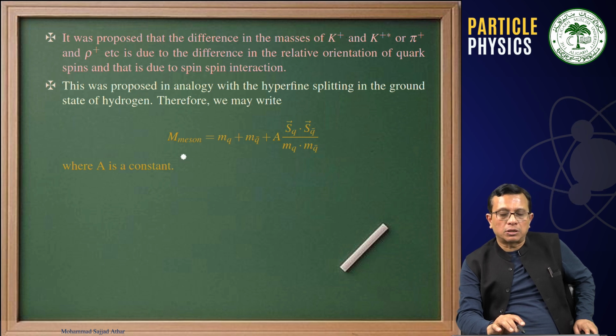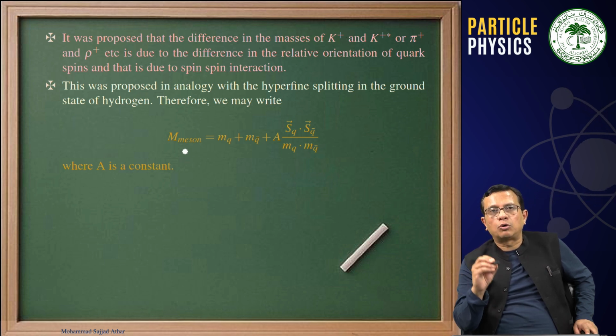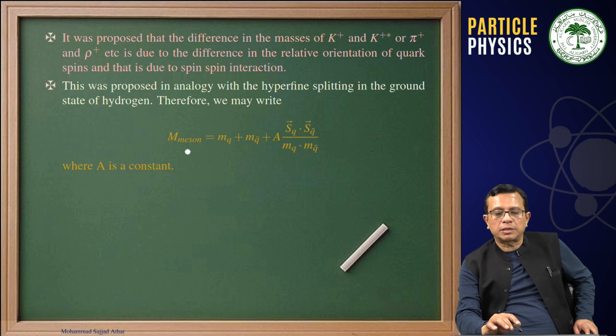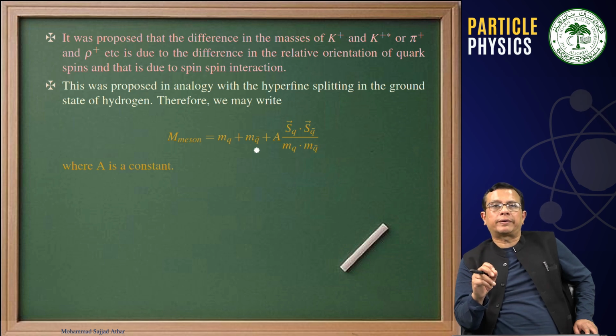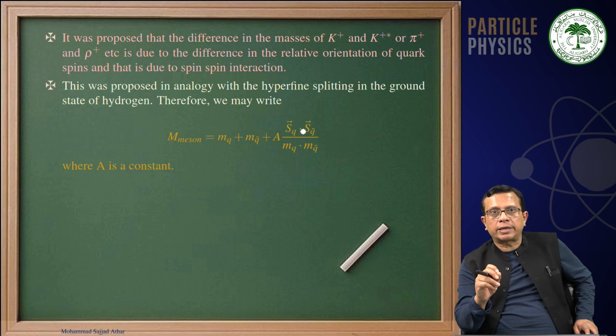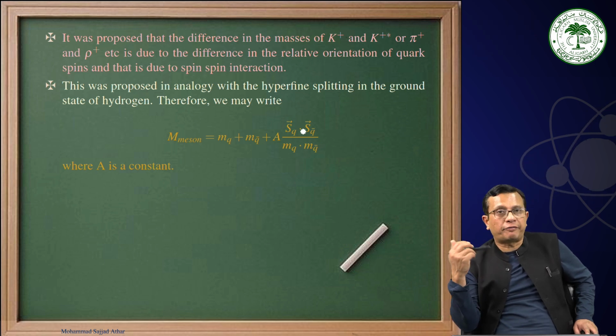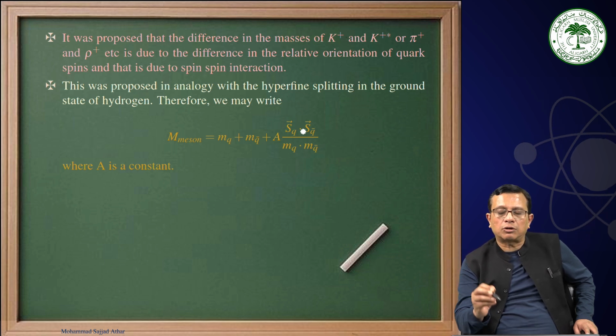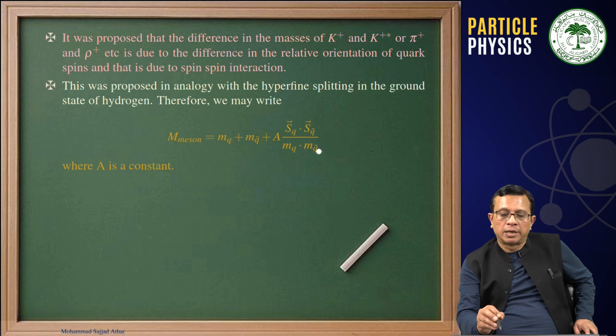If we talk about mesons, then we know that mesons are made up of a quark-antiquark pair. Therefore, the mass of the meson will be the mass of the quark plus the mass of the antiquark plus an additional term that is proportional to the quark spin-spin interaction, like we have the hyperfine structure in the hydrogen atom or in general in the case of atoms. Here we are talking about the spin-spin interaction, and we are saying that the mass of the meson is mq plus mq bar plus a sq dot sq bar upon mq times mq bar.